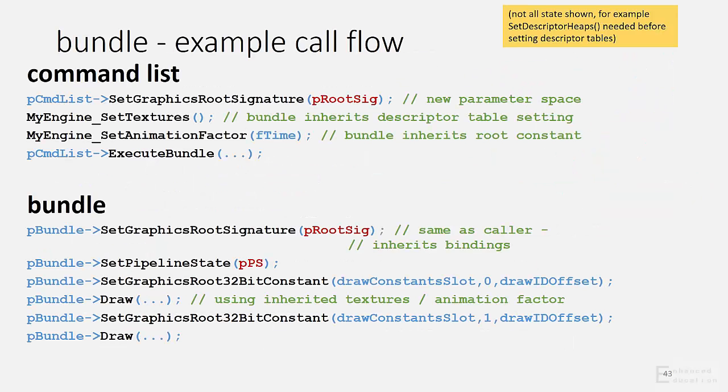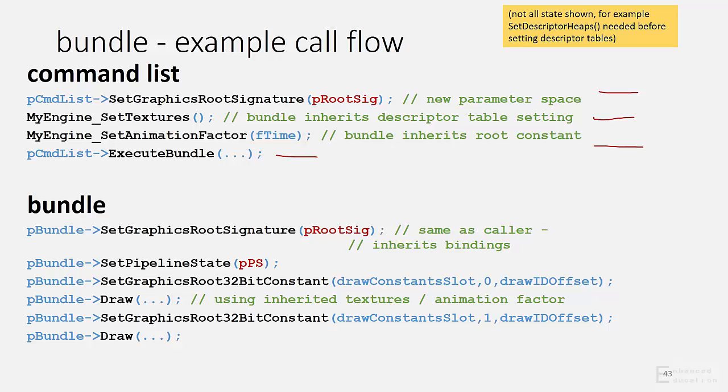Here's an example of the call flow of a command list calling into a bundle that was recorded earlier. First, in the command list, we set a root signature that defines a parameter space for root arguments. Then here we call a function that goes and sets up some descriptors and sets a descriptor table. And what we're doing here is setting up arguments that we want to actually pass into the bundle. The next thing we do is set a root constant, in this example some animation factor. And then we call the bundle.